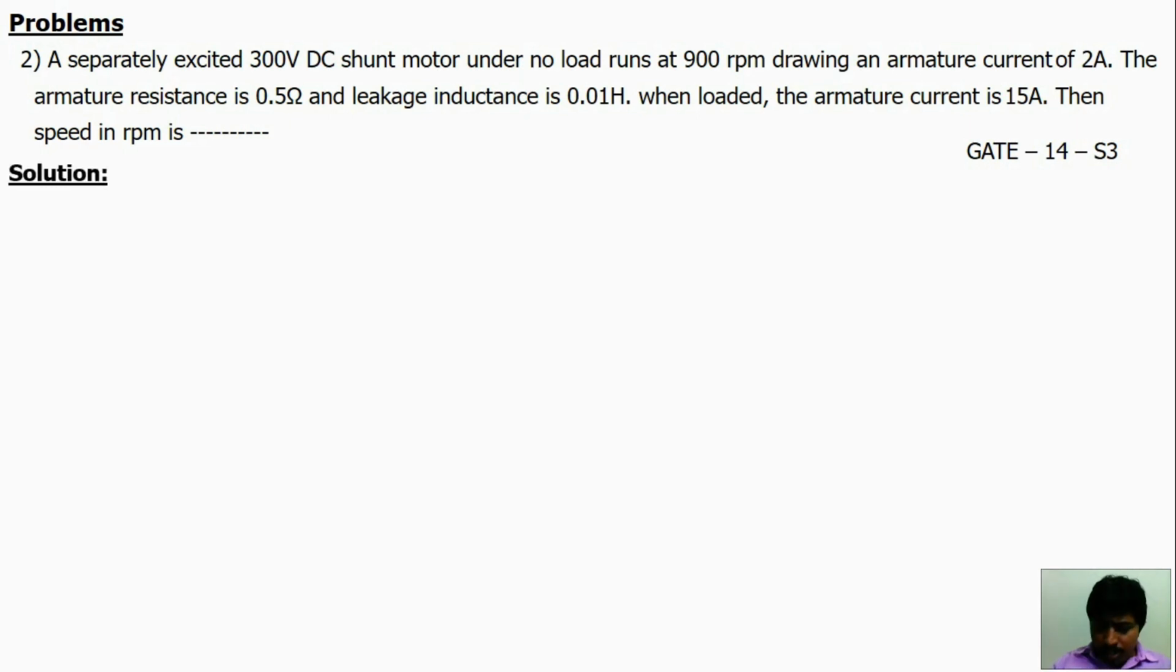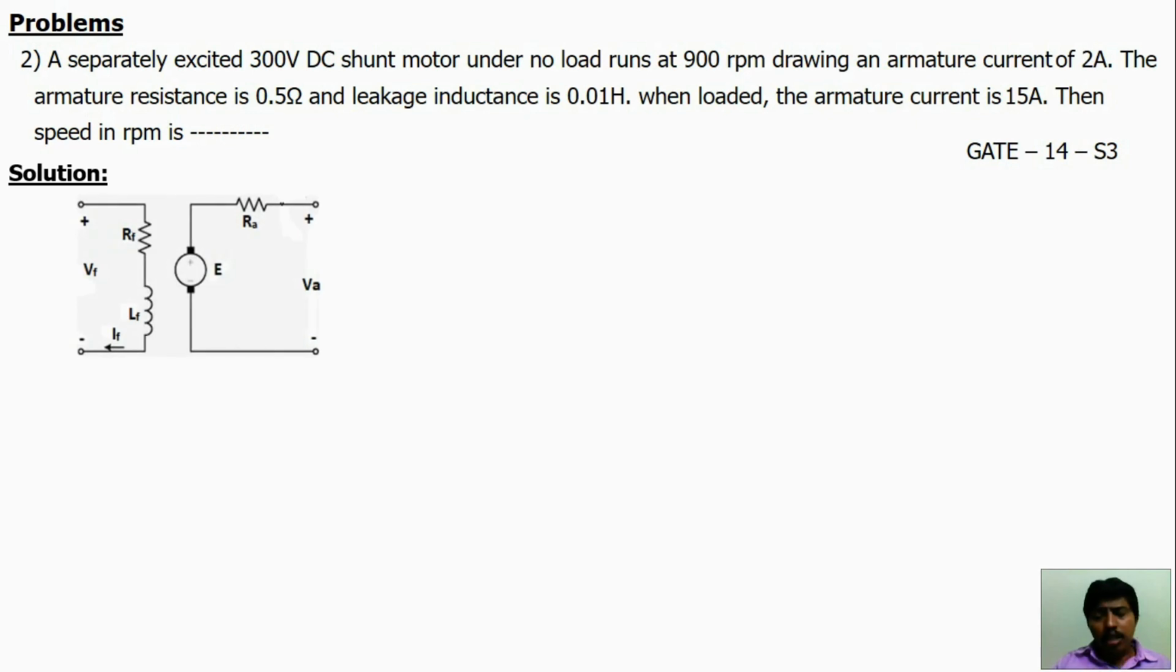First, we know the equivalent diagram of the separately excited DC machine. Here the input is 300 volt. At no load, armature resistance is 0.5. At no load, it takes 2 amps current. Okay, 2 amps current. So from that we can find the E1 value.